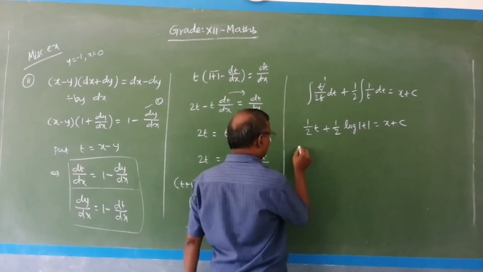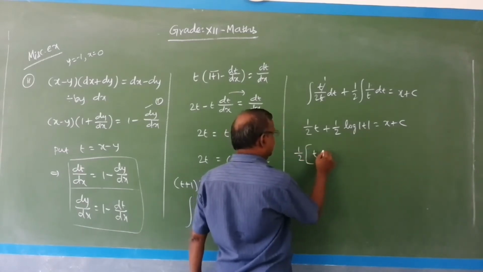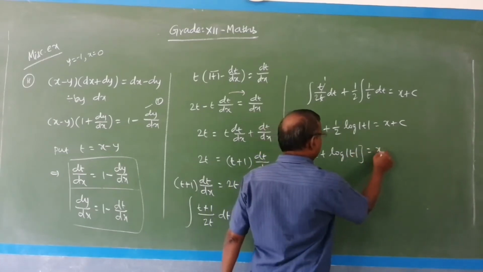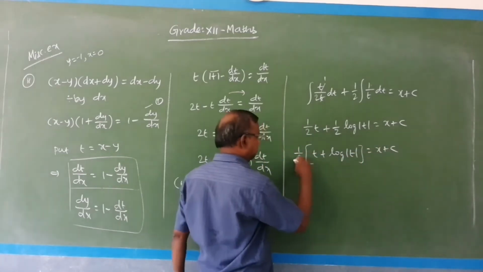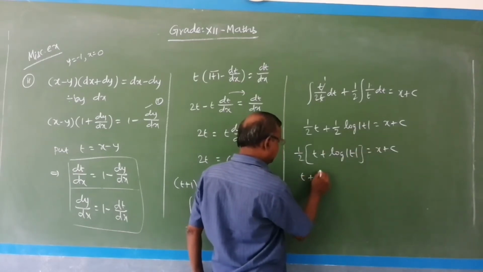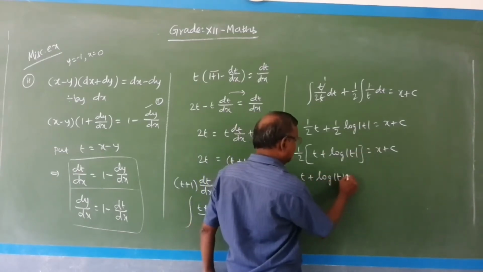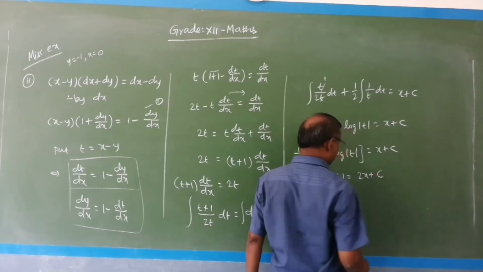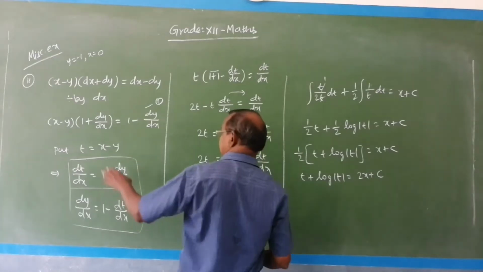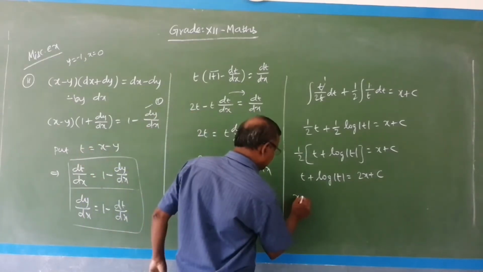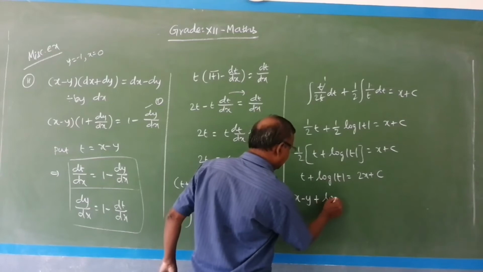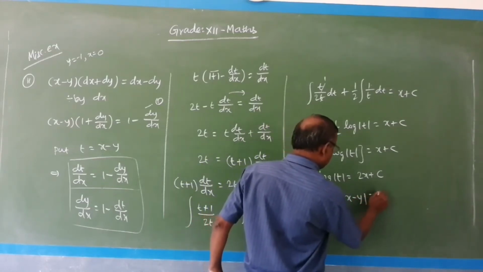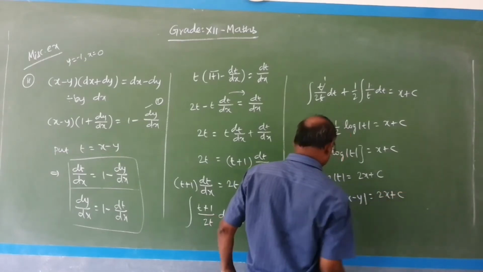Take 1 by 2 as common: 1 by 2 into (t plus log modulus of t) equal to x plus c, or bring the 2 that side. So t plus log of modulus of t equal to 2x plus 2c. 2c means c only. Now t means, recall the value of t, x minus y. So this is x minus y plus log of modulus of x minus y equal to 2x plus c.